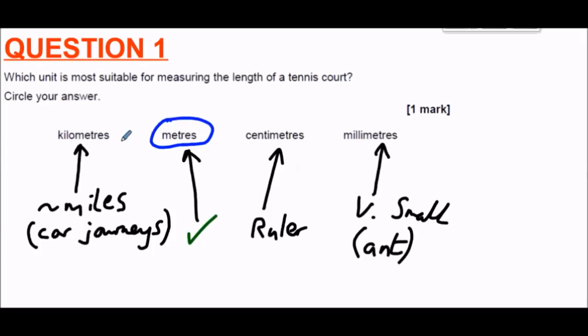It's essentially the unit that you don't need absolutely loads of, millions of, nor the unit where you need only a tiny, tiny fraction of one. So tennis court, about 10 metres or so. 10 metres, writing down 10 isn't going to break your hand. It's not going to confuse you with too many decimal points. So metres. Question 2.